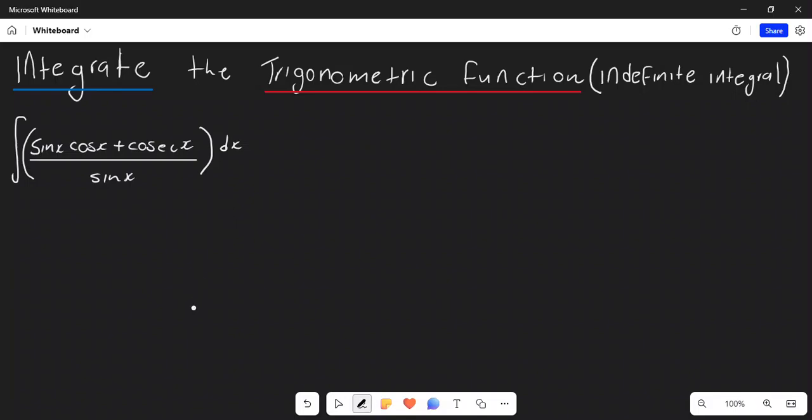Today on this video we'll be finding the integral of the following function. Remember guys, if you think you are able to do this one, pause the video and try to do it, and let's see if you can find the answer, which is the one that we want to find at the end of this video.